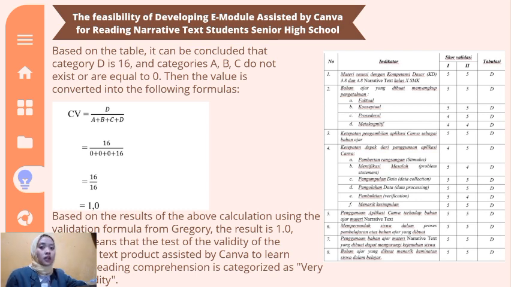relevant assessments by both validators, divided by A, which means number of items with irrelevant ratings by both validators, plus B, that means number of items with irrelevant assessment by validator 2, and C means number of items with irrelevant assessment by validator 1.